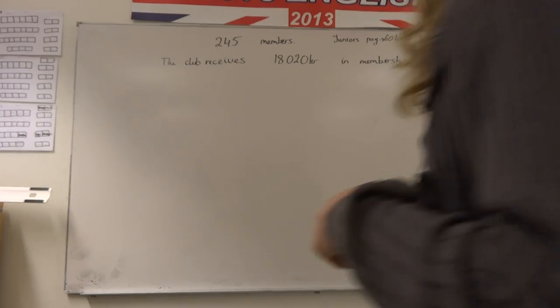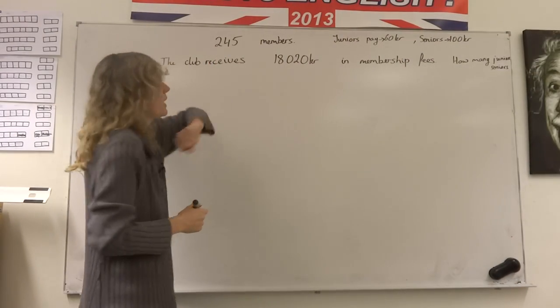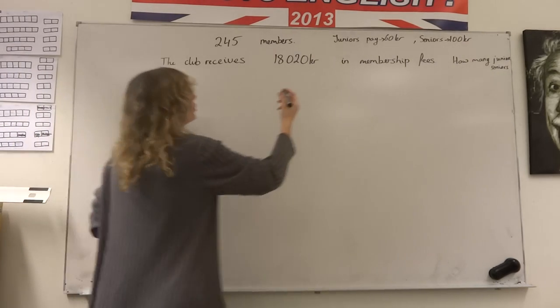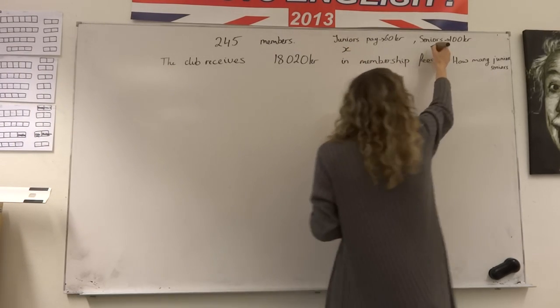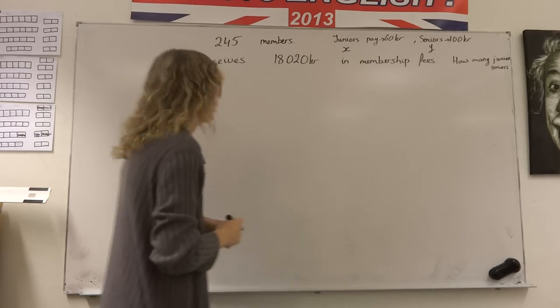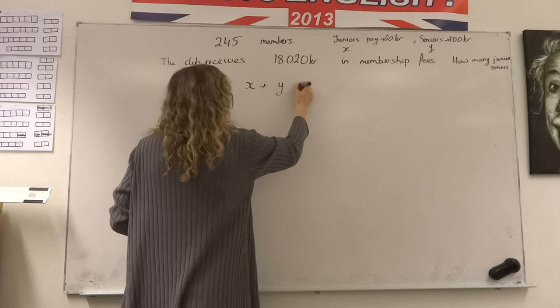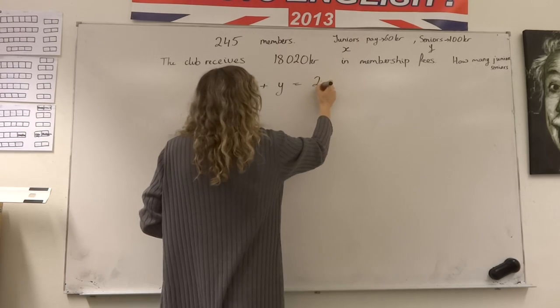Quickly. So the most important thing about this is you have two different sets of equations. Let's call the juniors x and we'll call the seniors y. What do we know about the number of juniors plus the number of seniors? We know that x plus y equals 245.